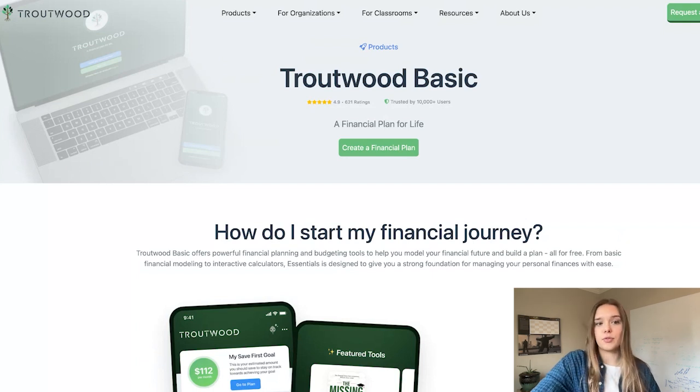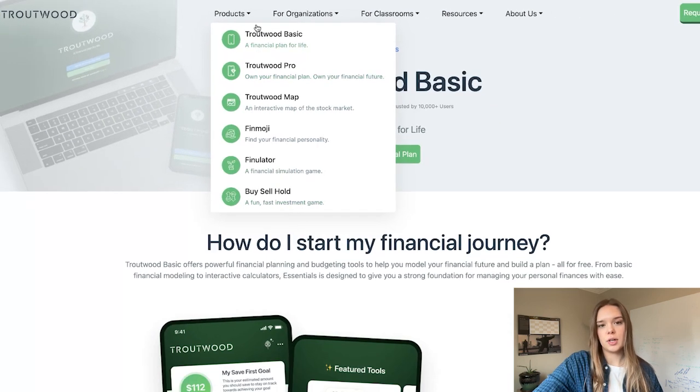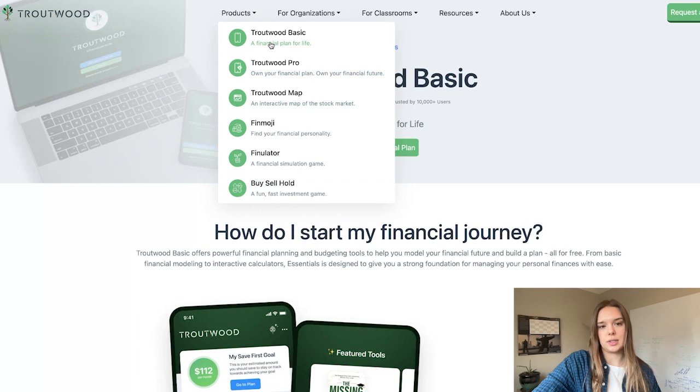Today, in honor of Financial Literacy Month, I wanted to walk everybody through all of the free resources that we have available over at our website at troutwood.com. So I'm going to walk you through our list of free products. It's over here in the left-hand corner, and you can see 5 out of the 6 of these are totally free to use. So everything except Troutwood Pro in this list.